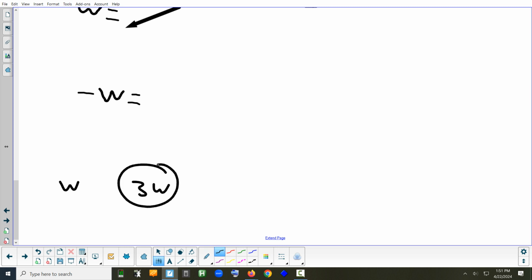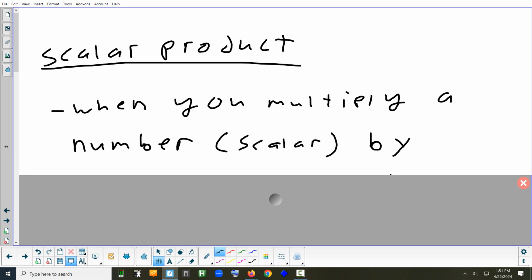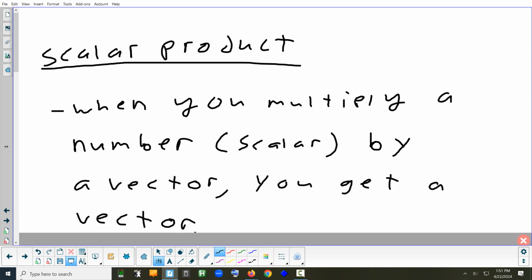When you make something bigger, or you could also make something smaller, that's called scaling. When you put a number in front of a vector, that is called a scalar product. And the idea, when you put a number in front, you get a new vector. If you put a number bigger than 1, it's going to give you a longer vector than you started with. If you put a number between 0 and 1, like 0.5, 0.6, 1/3, it's going to give you a shorter vector.